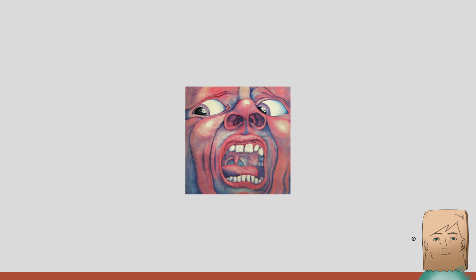It's, of course, King Crimson's iconic album cover for In the Court of the Crimson King. One of the most expandable album covers of all time because it is so zoomed in on this horrible face. Oh, I can't wait to see what Julia does with this. We got eyebrows. I am happy that this one came to Julia.